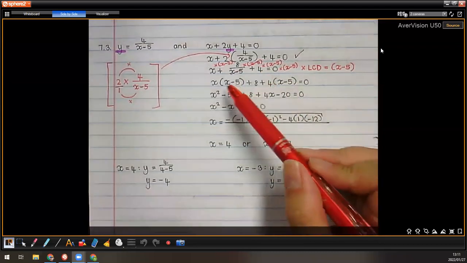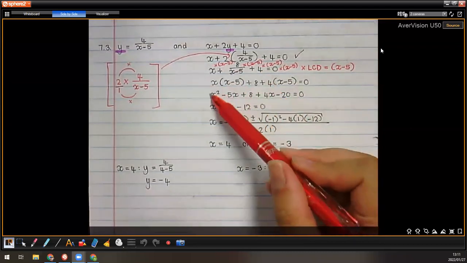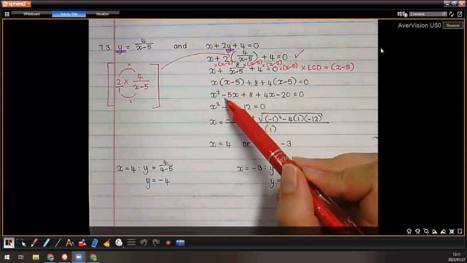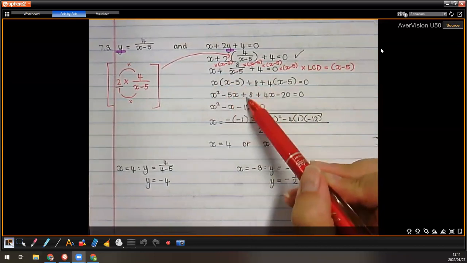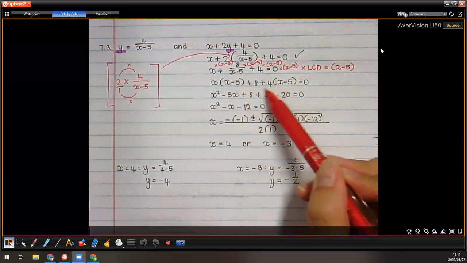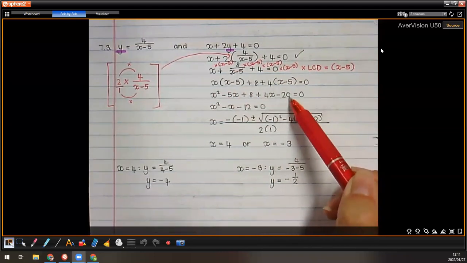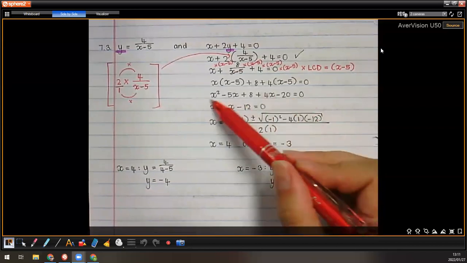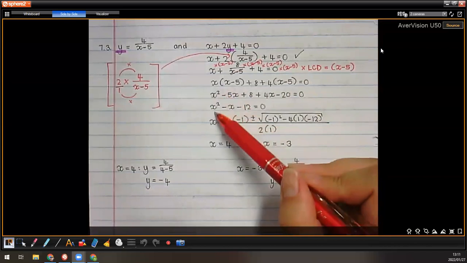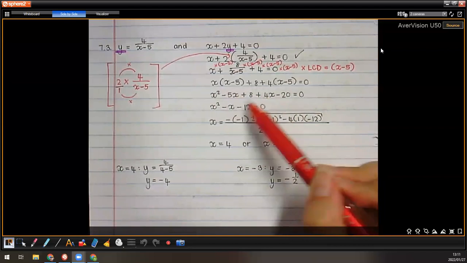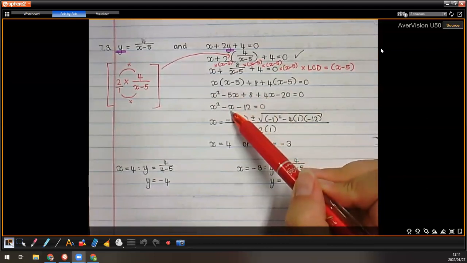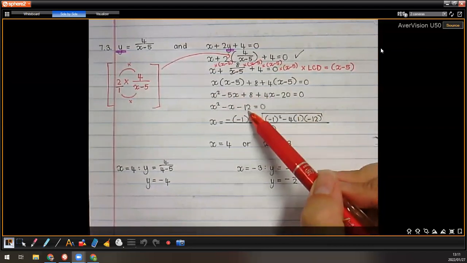Okay, then after that, I just multiplied my brackets out. So x times x is x squared. X times negative 5 is negative 5x. And I did it plus 8. Then this 4 must now also be multiplied in. So that is 4 times x is 4x. And 4 times negative 5 is negative 20. Right, then after that, we have to collect like terms. So x squared, that's the only x squared term that we have. We have negative 5x plus 4x, which is negative 1x. And then we have 8 minus 20, which is negative 12.